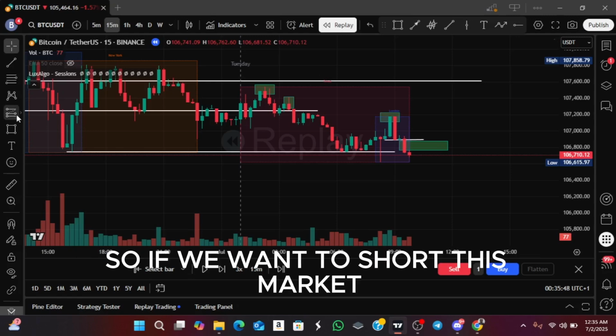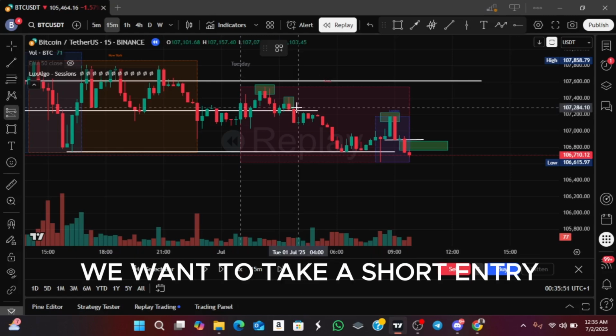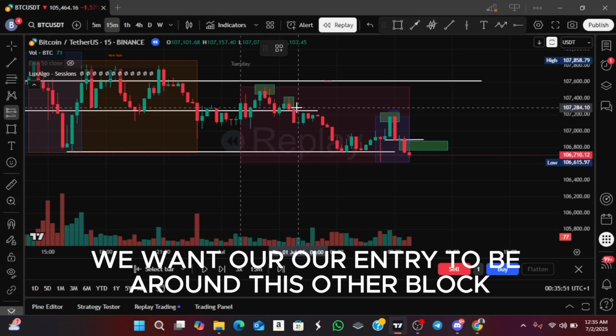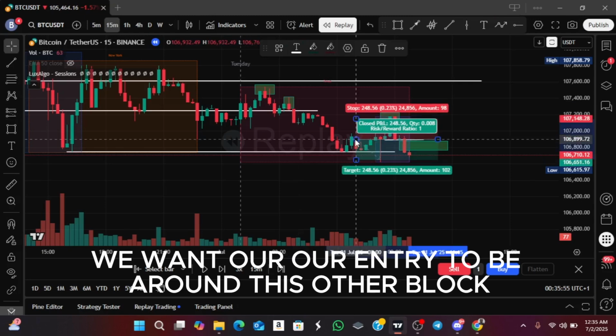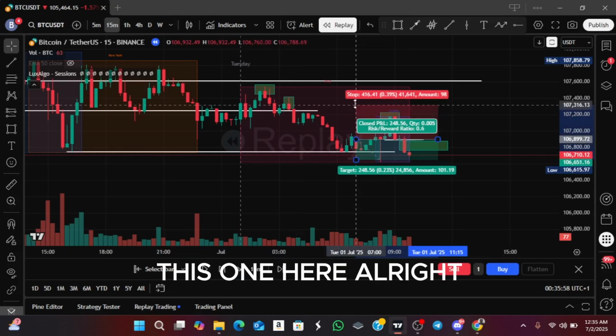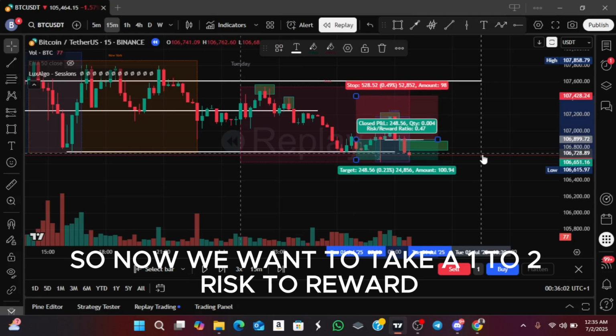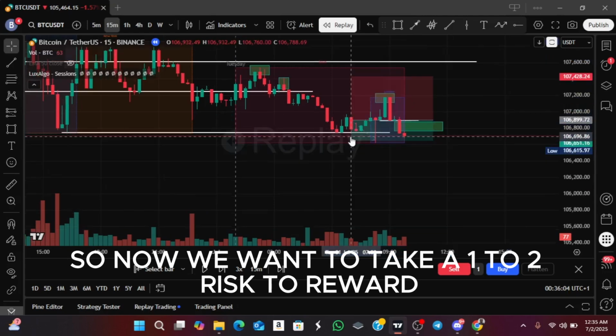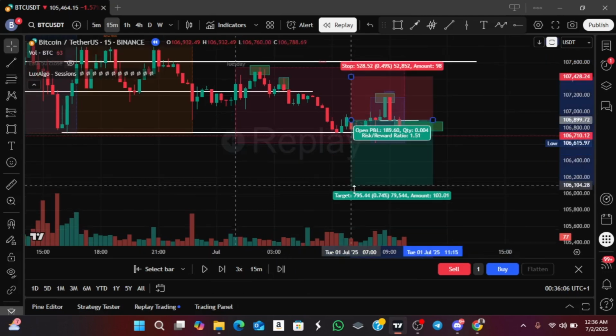So if we want to short this market, we want to take a short entry, we want our entry to be around this other block, all right? And then our stop loss should be on this swing high, this one here, all right? So now we want to take a 1 to 2 risk to reward.